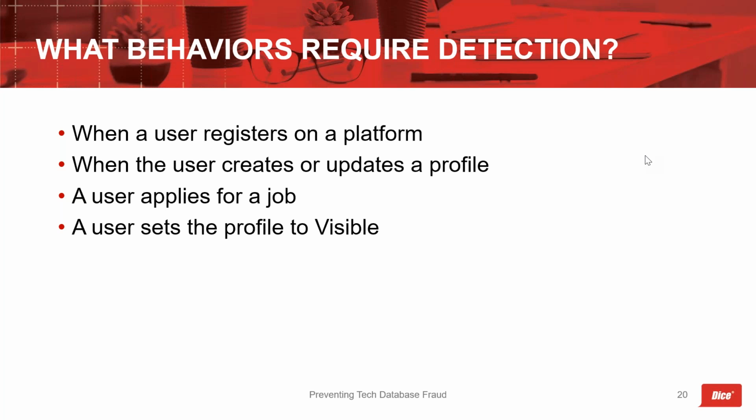User applies for a job, totally normal and expected behavior, but also a potential point where new data can be introduced and fraud can happen. And then a user sets the profile to visible. Assuming you're all familiar with DICE, I'm going to assume the majority of you know what that means, but in case you're not, when a user initially creates their profile, they're the only ones that can see it. They can use it to apply, but nobody else can see it in Talent Search. So if they set themselves visible, that means they want other people to look at their profile. And for us, that's also a red flag. If you're a new record going into Talent Search, that's something we want to look at. So these are just a few of the examples, but they're pretty much the major ones.